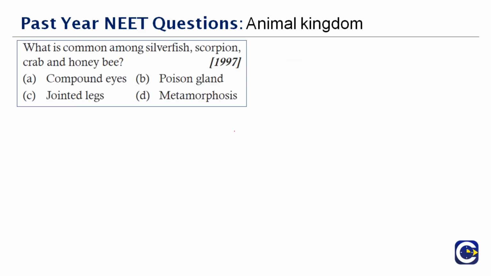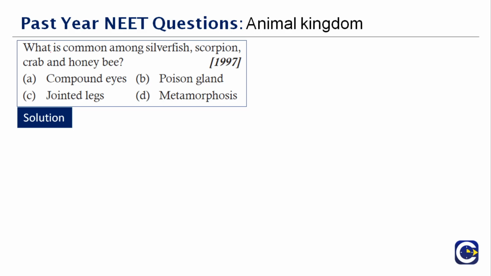Next question here. What is common among silverfish, scorpion, crab and honeybee? What is very common about this? Compound eyes, no. Poison gland, no, because silverfish doesn't have any poison gland. Metamorphosis, again, it's the full generation process, right from the offspring till the adult. Certain organisms given here do not exhibit that. Silverfish is an insecta, while scorpion belongs to Arachnida, crab belongs to Crustacea, honeybee belongs to insecta.